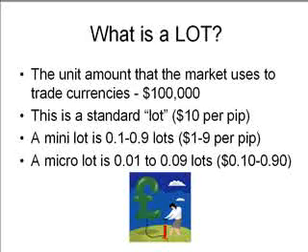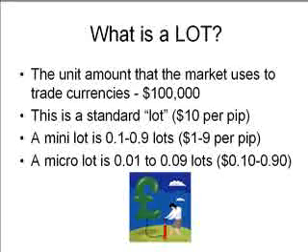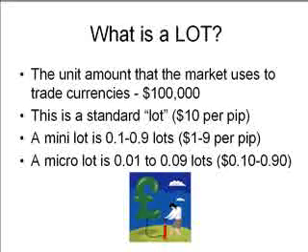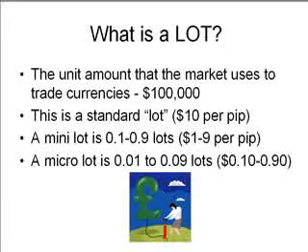And we can do the math on that very quickly. What's 100,000 times 0.0001? It comes out as $10. And similarly, if we're trading mini or micro lots, we're trading a fraction of a lot, and I've given you the dollar values per pip there as well. So just to recap again, the standard lot is equivalent to 10 of these mini lots or 100 of these micro lots.